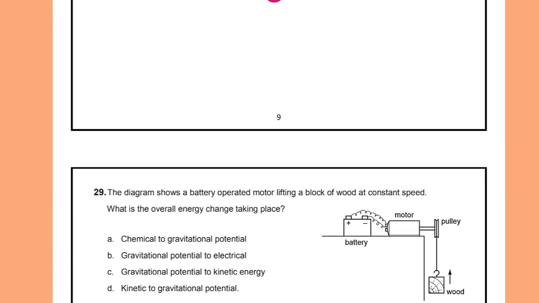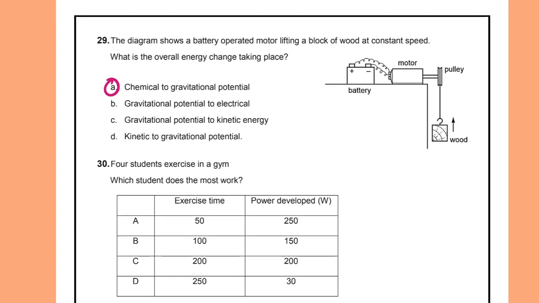29, the diagram shows a battery operated motor lifting a block of wood at constant speed. What is the overall energy change taking place? So first off, a battery or fuels in your syllabus has chemical energy. So that's the answer to this one. Only one starts with chemical. And then basically that turns the motor, and the motor turns the pulley and it drives it up. So it causes it to gain GPE. Nothing related to kinetic energy here because there is no change in speed. 30, 4 students exercise in a gym.